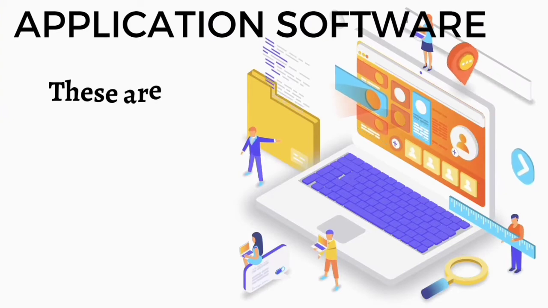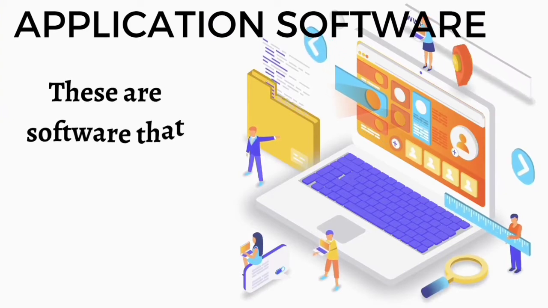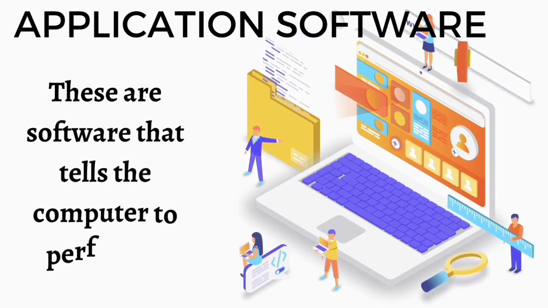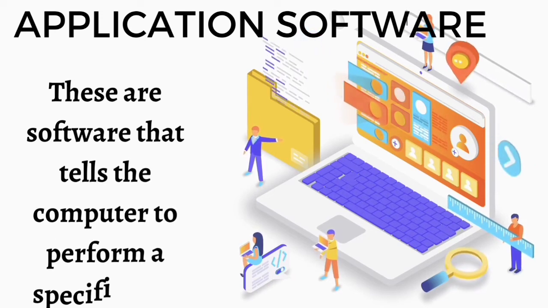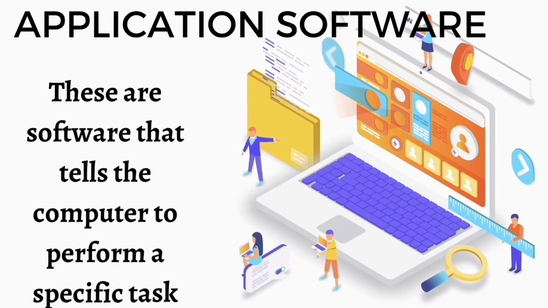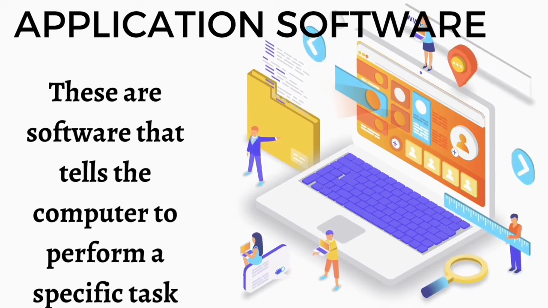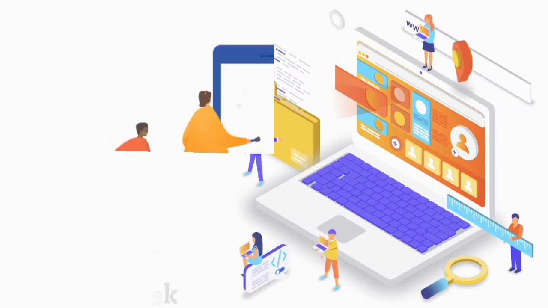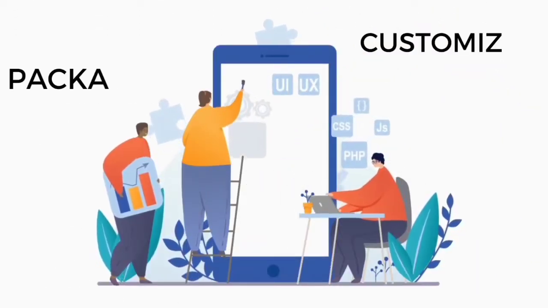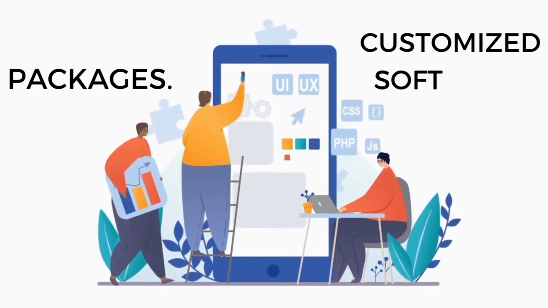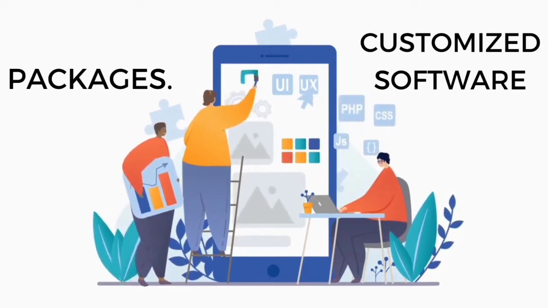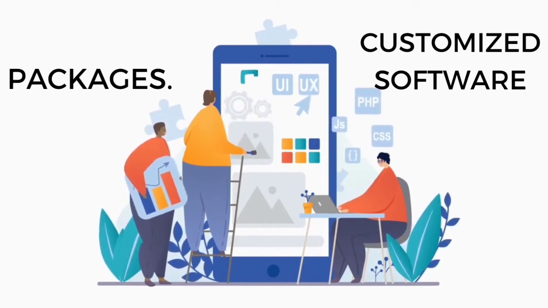Next, we are going to be looking at application software. This is software that tells the computer to perform a specific task. It is written to be used by a computer user. It helps the computer user to work faster, more efficiently, and more productively. Application software has mainly two types, namely packages and customized software.